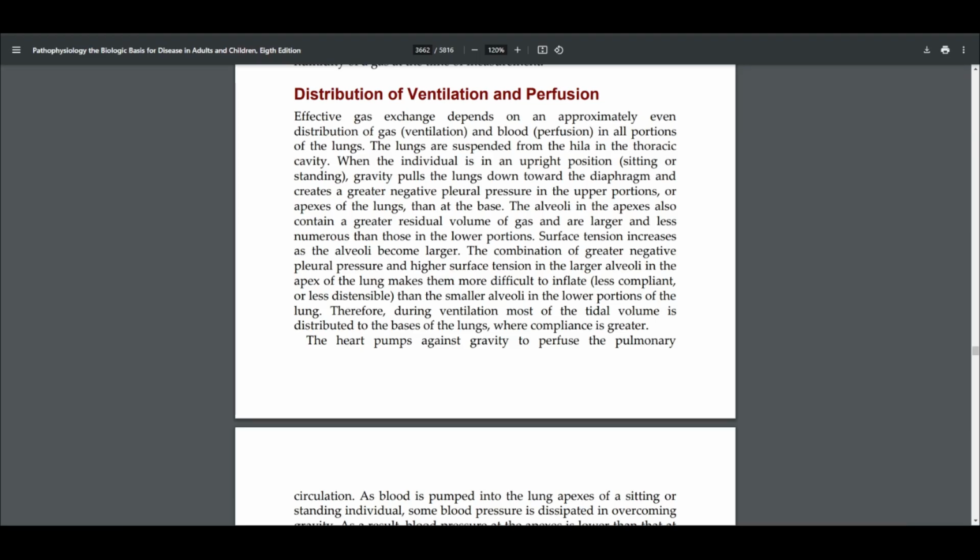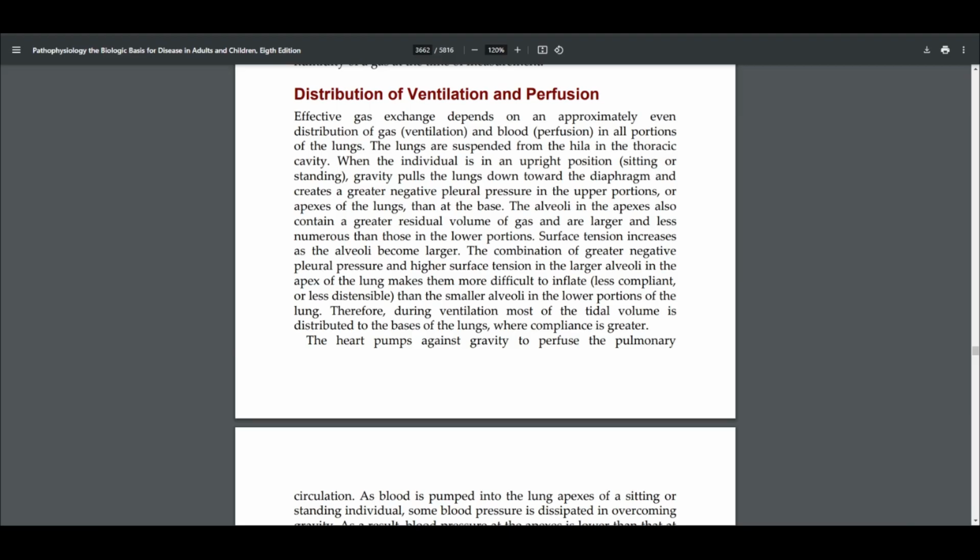Effective gas exchange depends on an approximately even distribution of gas, your ventilation, and blood, your perfusion, in all portions of the lungs. The lungs are suspended from the top of the thoracic cavity. When the individual is in an upright position, sitting or standing, gravity pulls the lungs down towards the diaphragm and creates a greater negative pleural pressure in the upper portions, or apexes, of the lungs than at the base. The alveoli in the apexes also contain a greater residual volume of gas and are larger and less numerous than those in the lower portions.